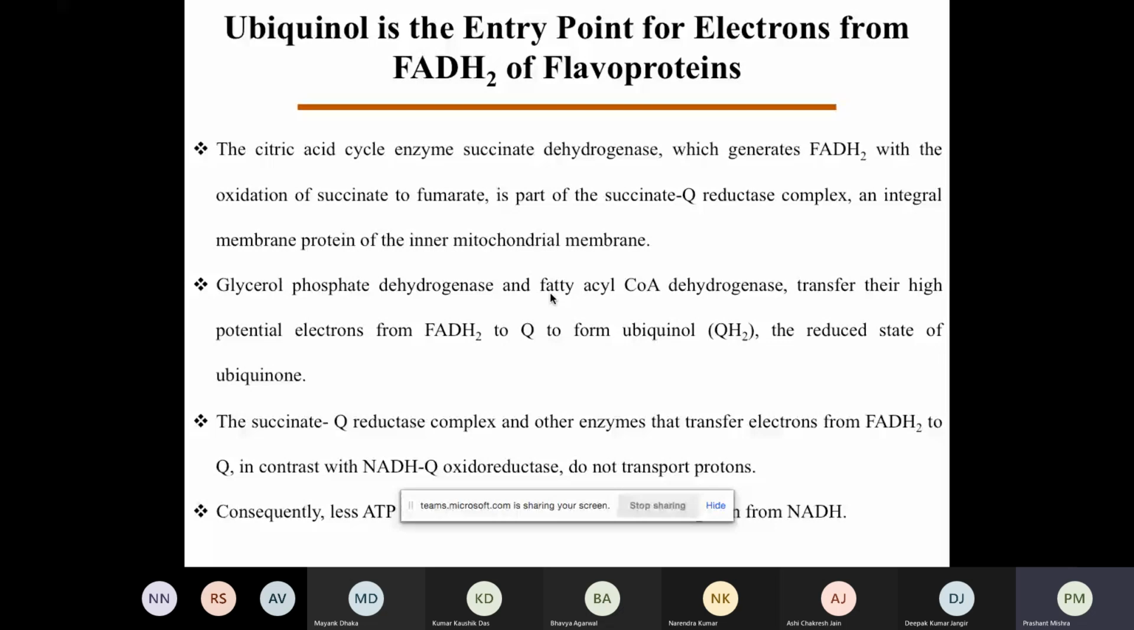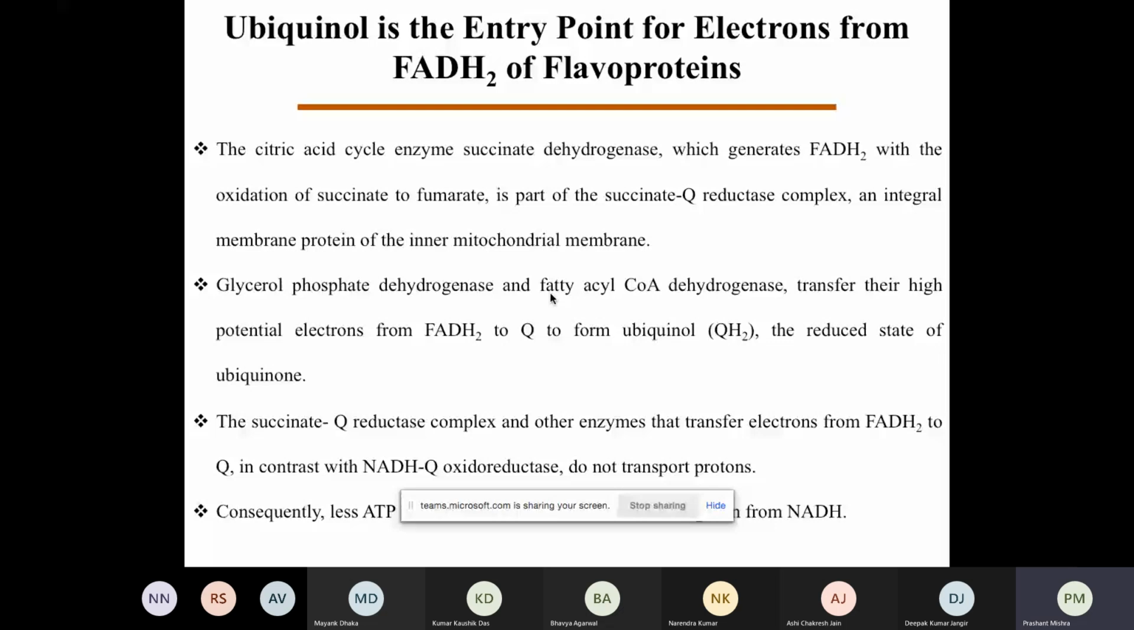FADH2 is present in the citric acid cycle. FADH2 can also be present in fatty acyl CoA dehydrogenase. I have not talked about fatty acid synthesis or fatty acid degradation, so I'm just putting it on hold, and you will be learning that FADH2 is being produced during fatty acid metabolism as well.